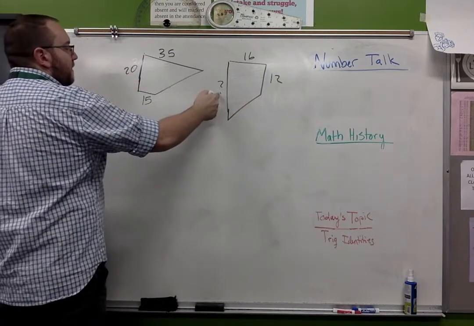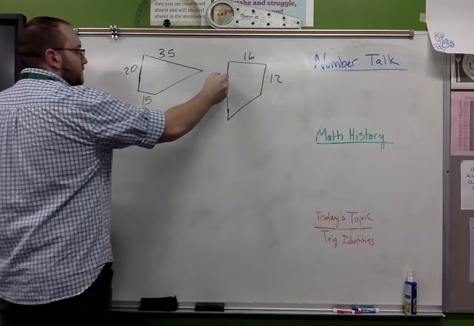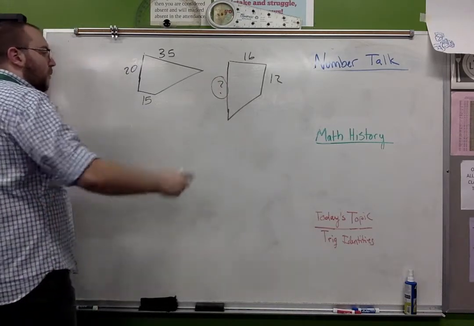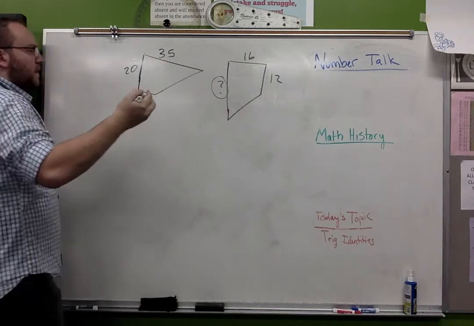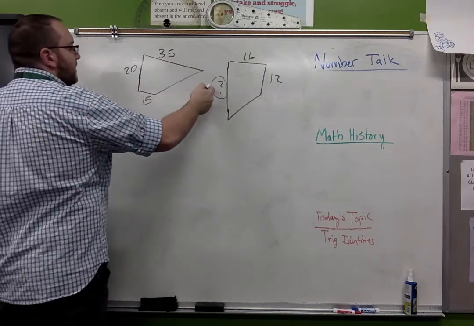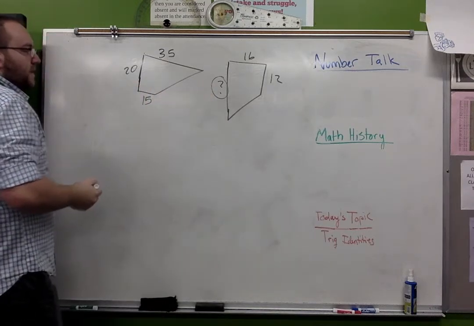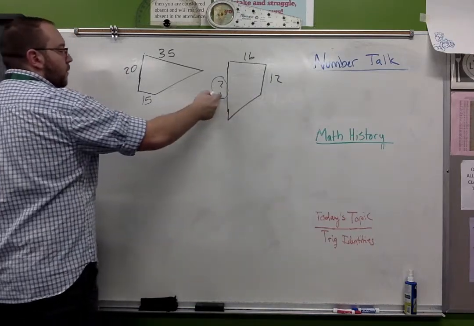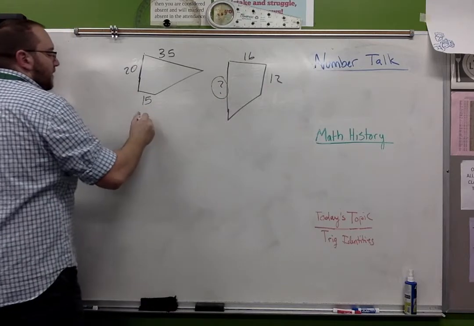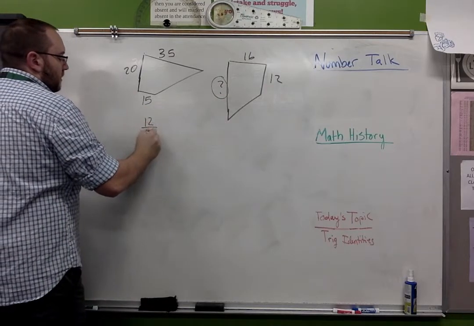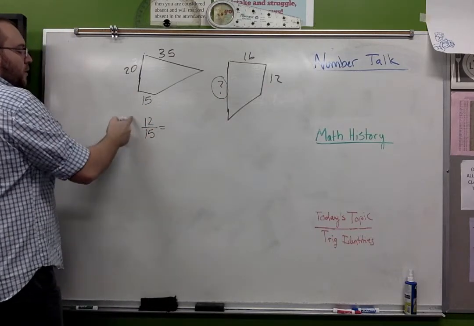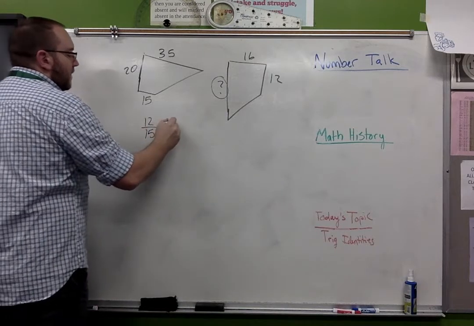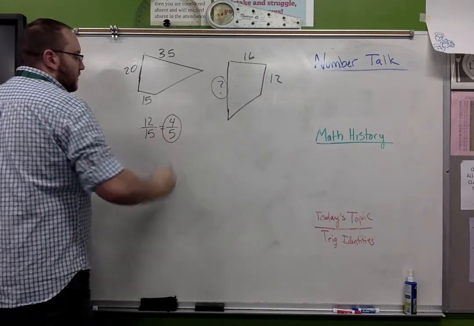Now I want to find this side. Sorry, I went brain dead for a second. I want to find this side. So my orientation is going to be 12 over 15, because I want this side, so I'm going to start here. So 12 over 15 is the orientation I'm going to use. Divide numerator and denominator by 3, I get 4 over 5. That's my common ratio.